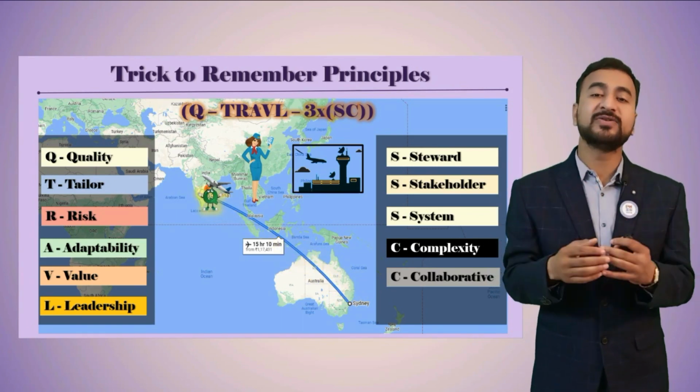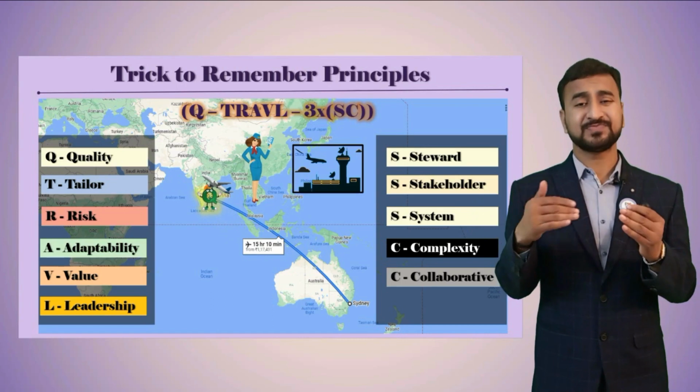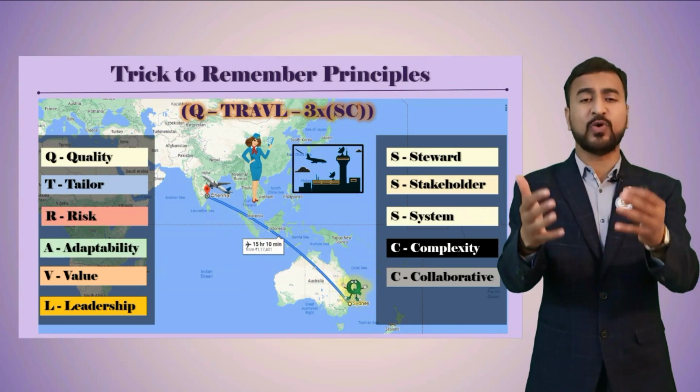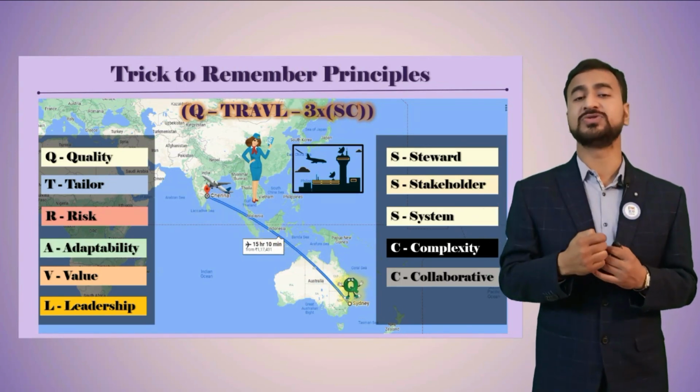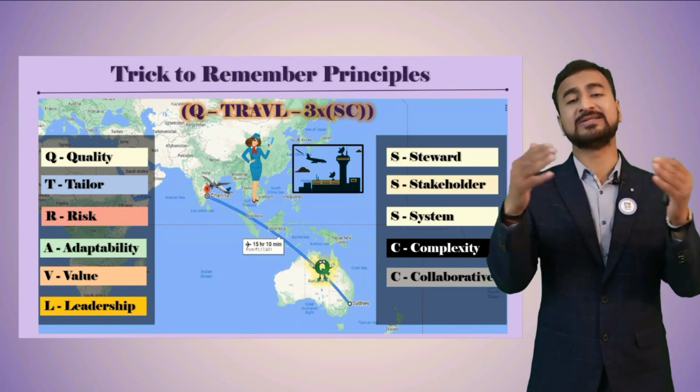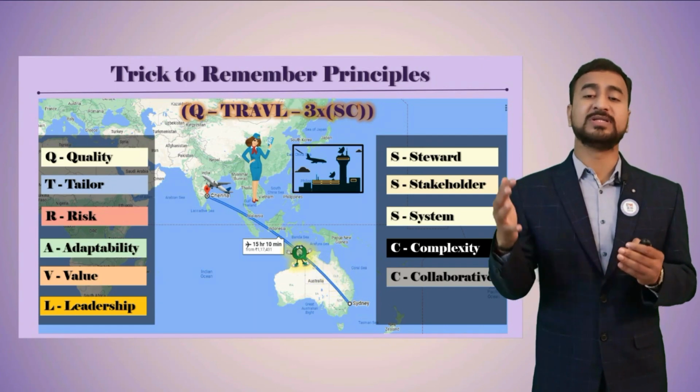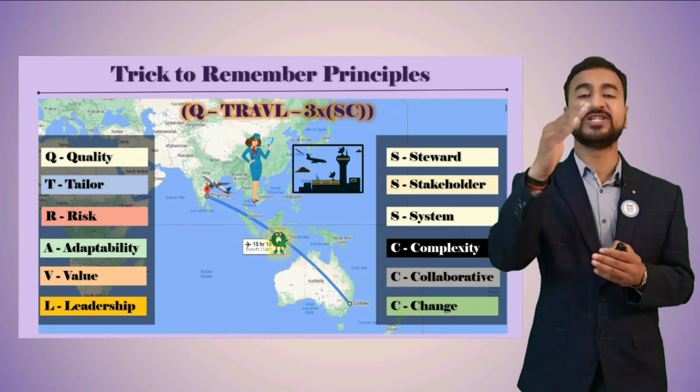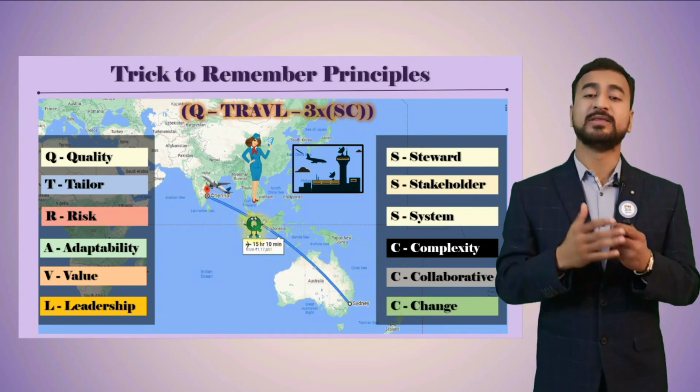So collaboration is a principle where different cross-functional teams work together to achieve the project goals. So here the air traffic controller, the pilot, the air hostess and other stakeholders work in collaboration to reach the destination. So that is the collaboration.